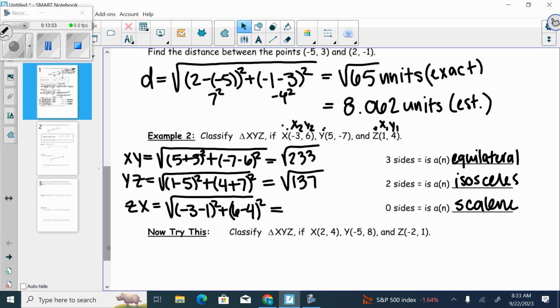So negative 3 minus 1 would be negative 4, okay? And I'm supposed to square that. And what's 6 minus 4? 2. Okay, so we got negative 4 squared, which would be 16, and 2 squared, which would be 4, and 16 plus 4 is 20. So were any of my sides the same? No. So I would have to say triangle XYZ is what type of triangle? Scalene. Good.